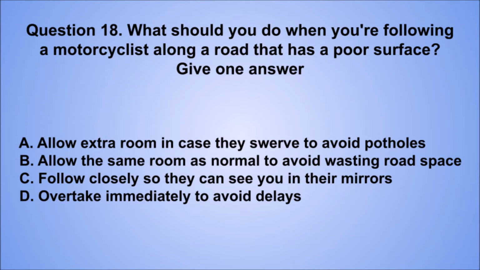Question 18. What should you do when you're following a motorcyclist along a road that has a poor surface? Give one answer. A. Allow extra room in case they swerve to avoid potholes. B. Allow the same room as normal to avoid wasting road space. C. Follow closely so they can see you in their mirrors. D. Overtake immediately to avoid delays.